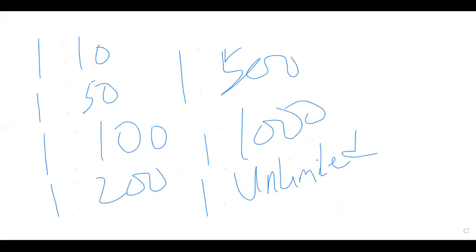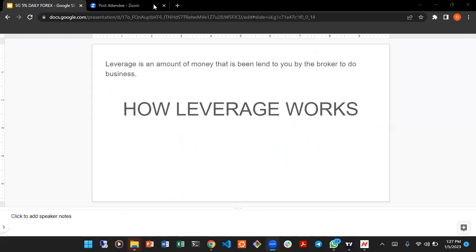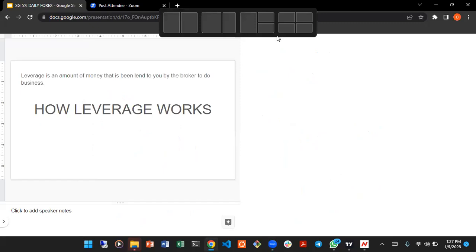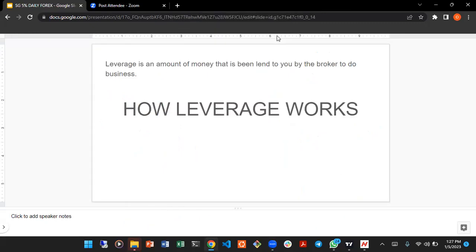All right, now how does this leverage work? These are the different examples of leverage. You can also Google it. You can go online and Google different types of leverage. In fact, let me log into my XNES. Let me share my screen so that you see it. Can you all see my screen? If you can see my screen, just type yes, I can see it.